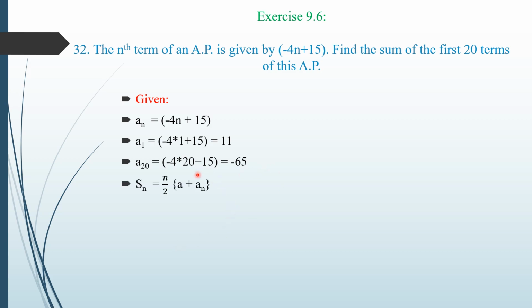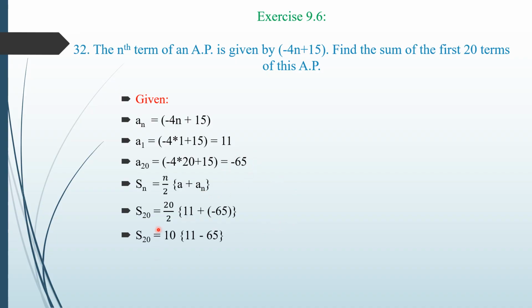We know this special formula: when we know the first term and the last term of a particular AP, then we can find the sum up to that last term by using this formula. Therefore, substituting all the known values here, we need to find the sum up to 20 terms. Therefore, in place of n, I'll substitute 20 here. Again, in place of n, I'll substitute 20 here. We know the first term, that is 11. Then we know the last term, that is the 20th term, a20, which is equal to minus 65.